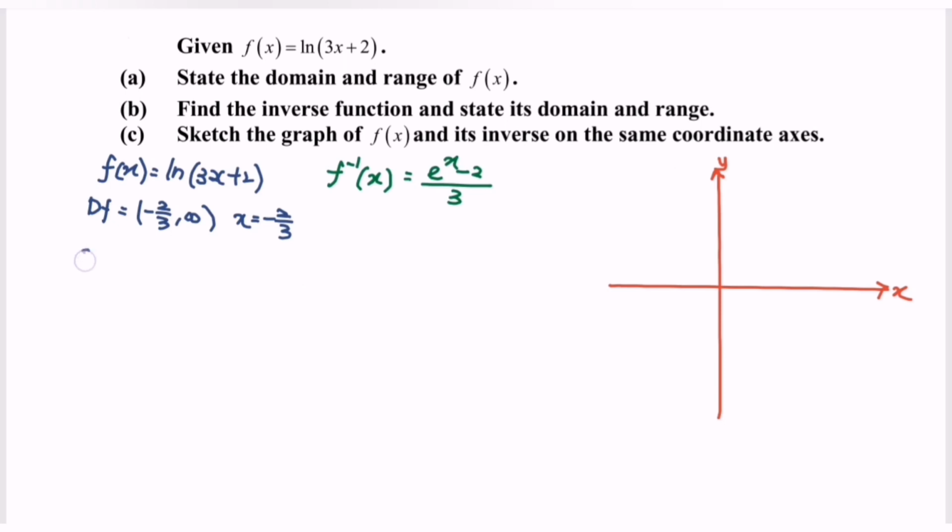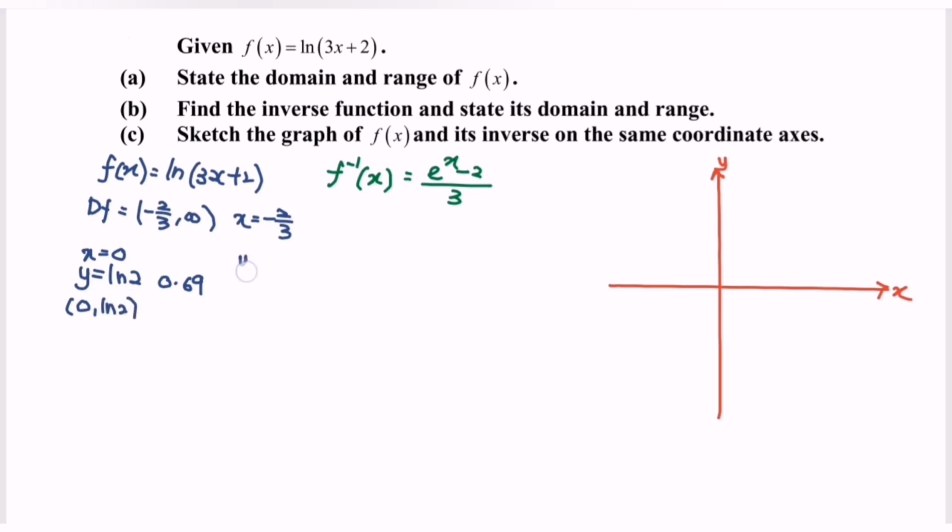When x = 0, the value of y will be ln 2. Kindly estimate the value of ln 2, which is 0.69. So the point of intersection will be (0, ln 2).